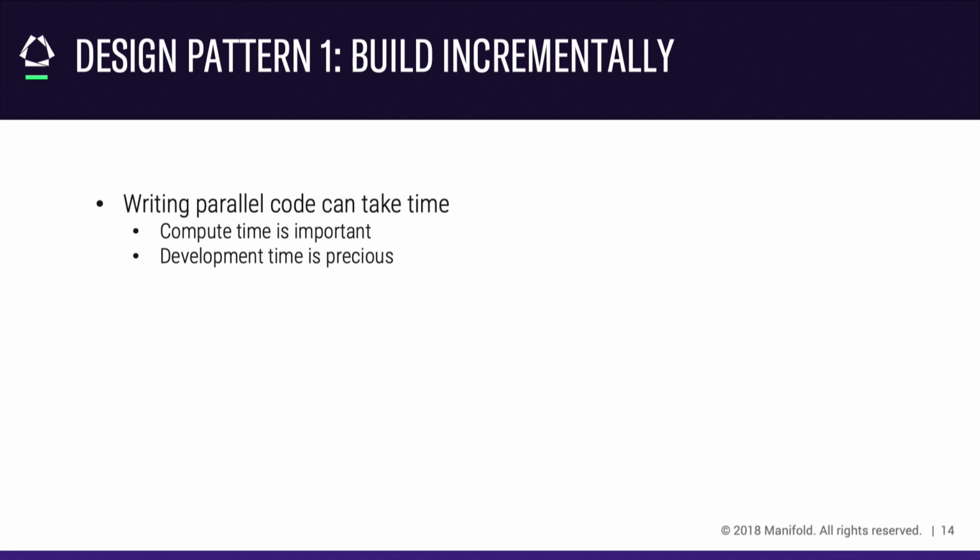This leads us to our first design pattern, which is to build incrementally. So writing parallelized code can be time-consuming, and in the end, we're aiming to reduce compute time, which will help us iterate more rapidly later on. But another critical consideration is to spend development time wisely. So our process is as follows.